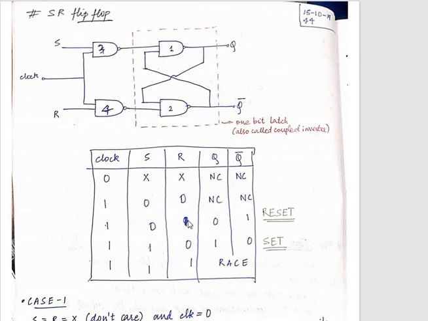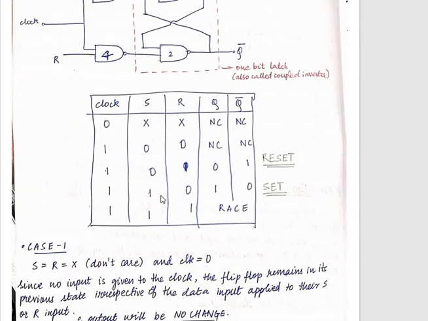Now when S is 0 and R is 1, this state is called the reset state. At this time, the output Q will equal 0 and Q bar equals 1. This is the reset state. Next, when S is 1 and R is 0, S for set, at that time the Q output will always equal 1 and Q bar equals 0. Now when the input is 1 and 1, at that time the race condition will be raised. That means both the outputs will try to achieve the same state.